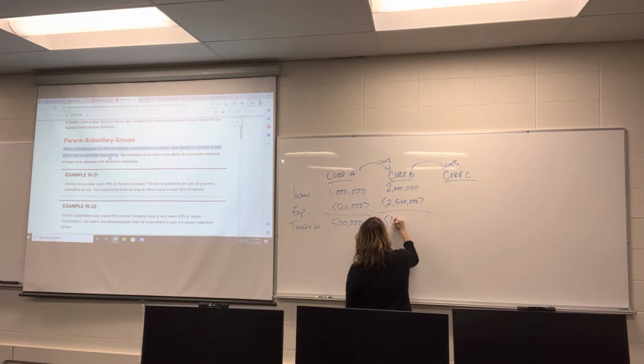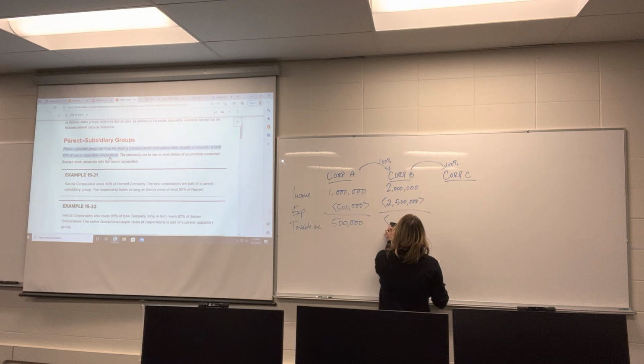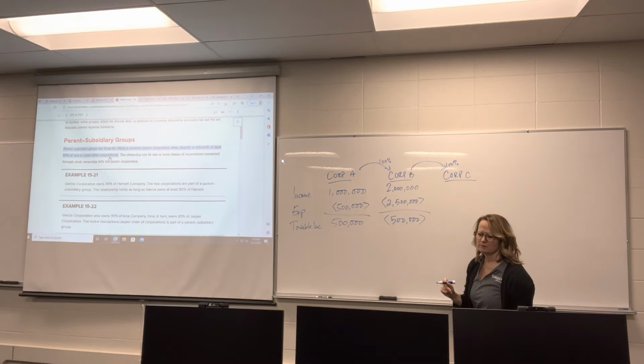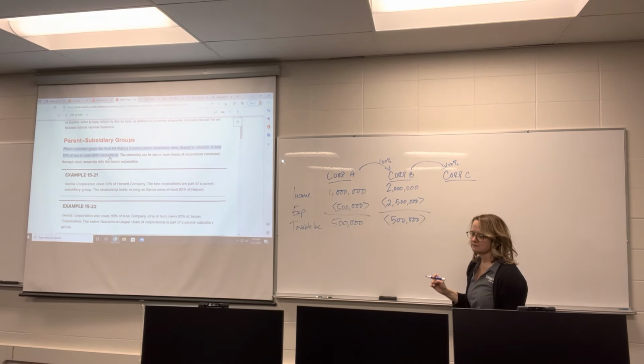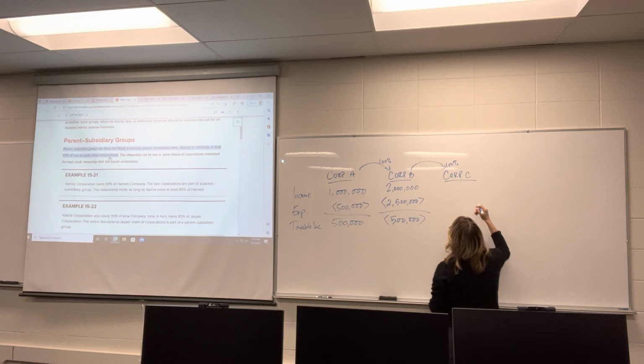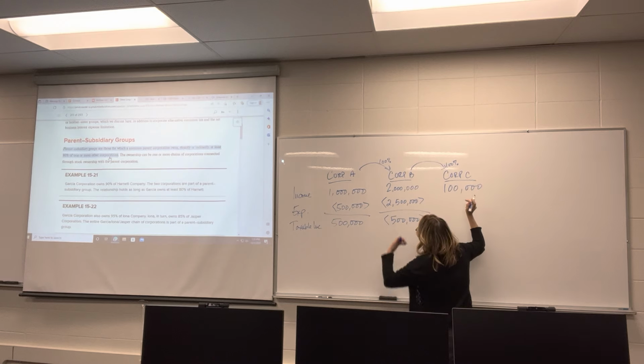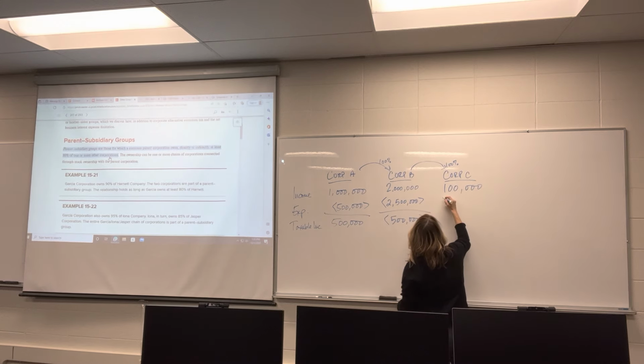So they essentially generated a $500,000 NOL. We talked about NOLs already, right? And then we've got Corp C over here. It's just a little guy. It had $100,000 of income and let's say $100,000, we'll make it easy, of expenses, so they've got 0.